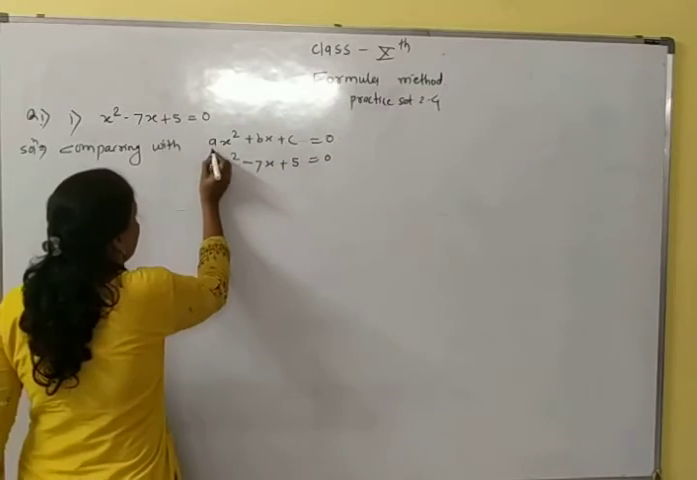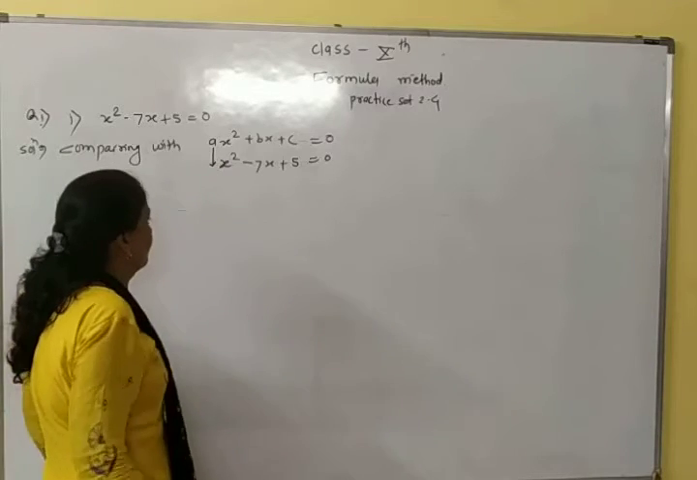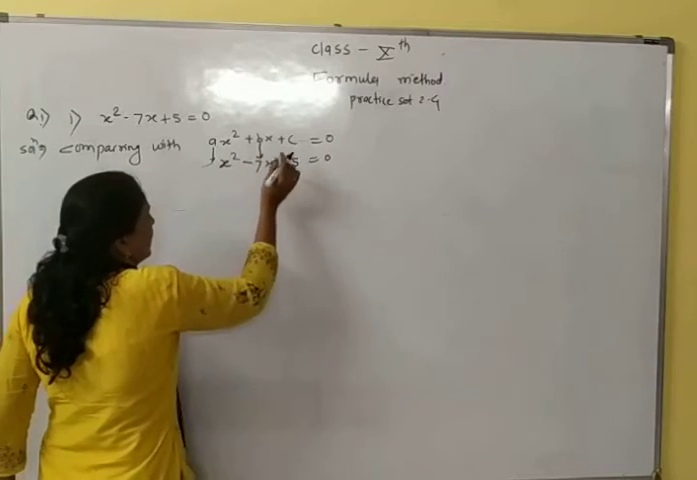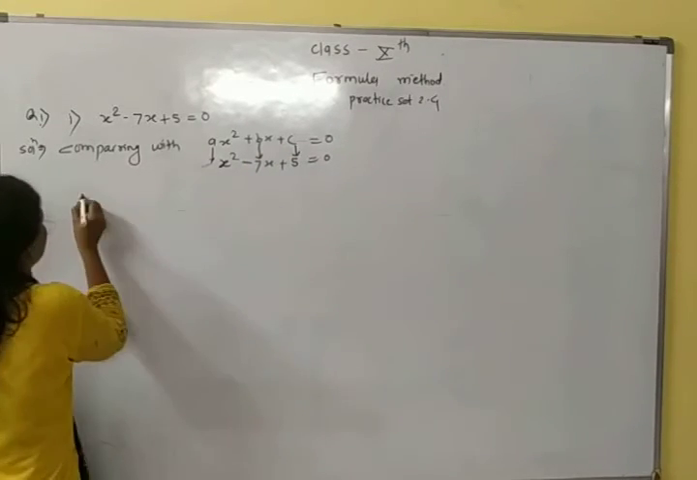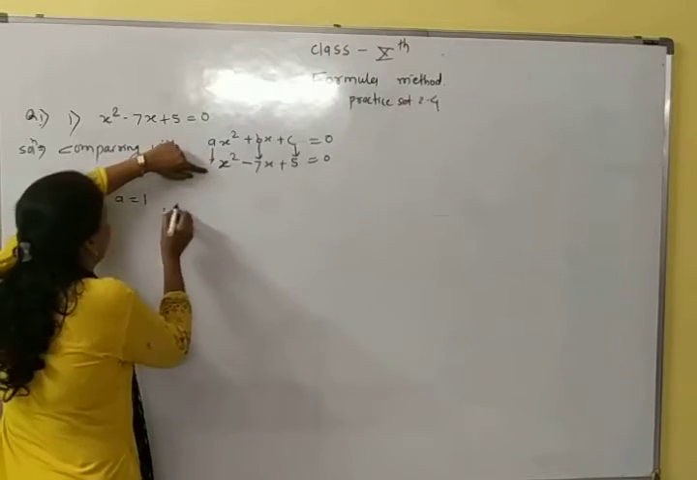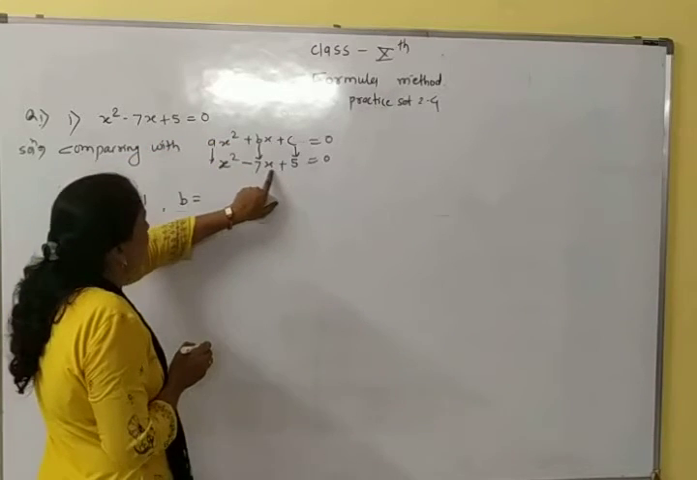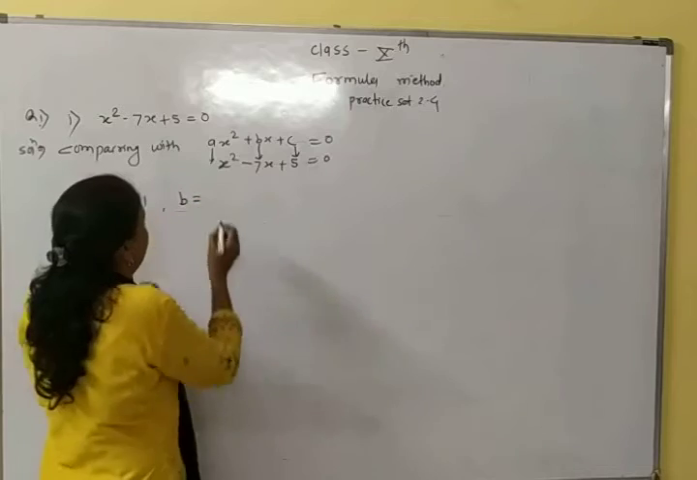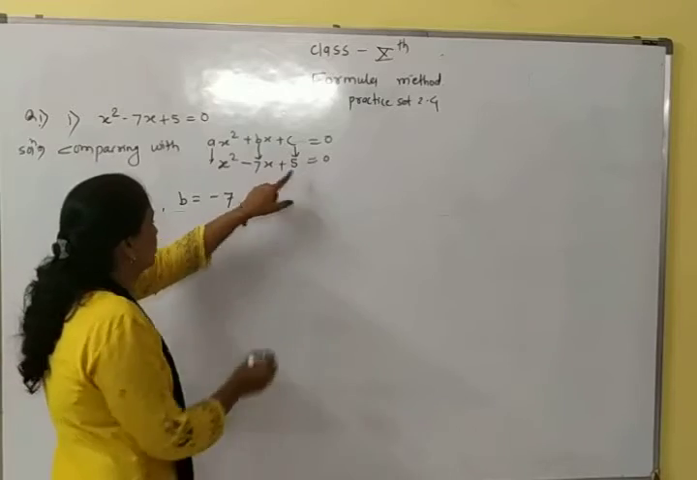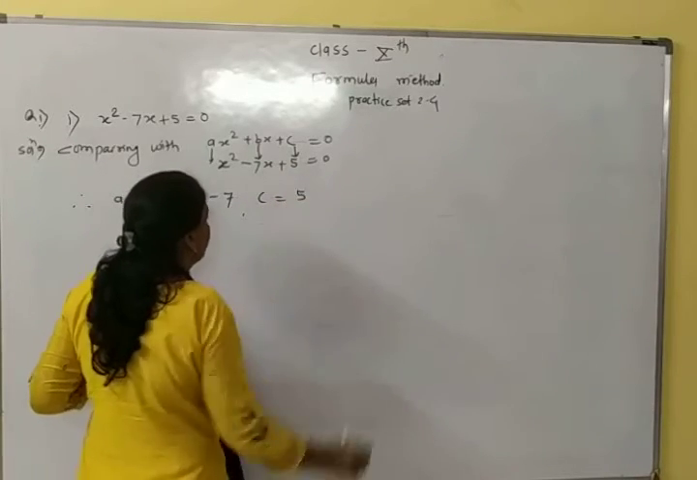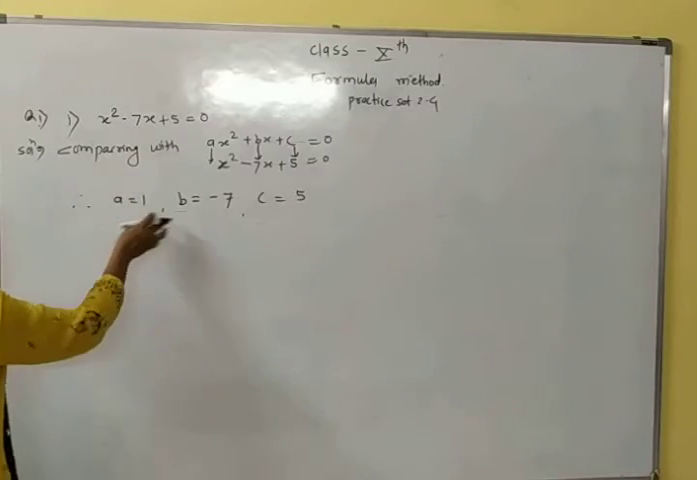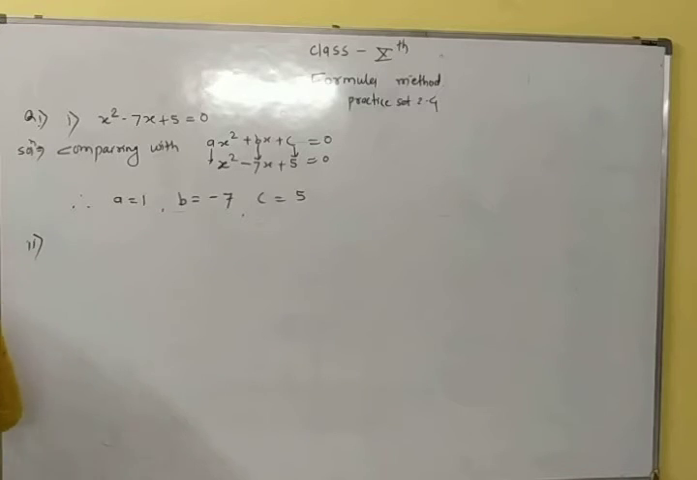Comparing, a is the coefficient of x², b is the coefficient of x, and c is the constant term. Therefore a, the coefficient of x², is 1. b, the coefficient of x, is −7. And c, the constant term, is 5. Here a = 1, b = −7, c = 5 are the values of a, b, c.